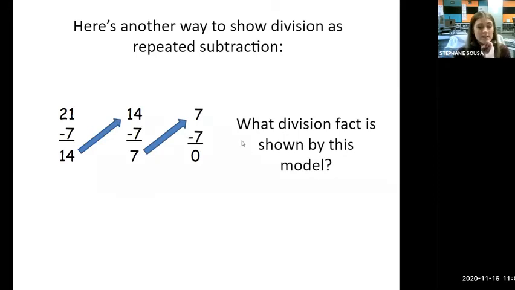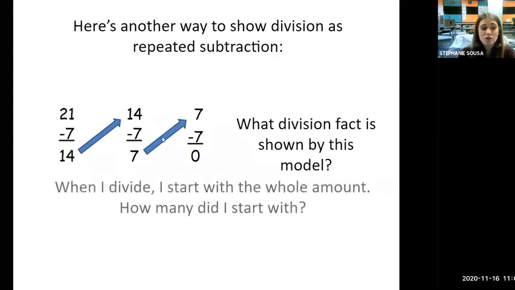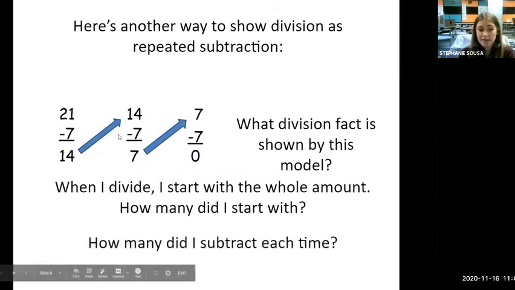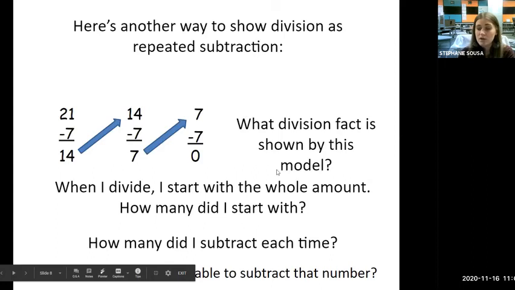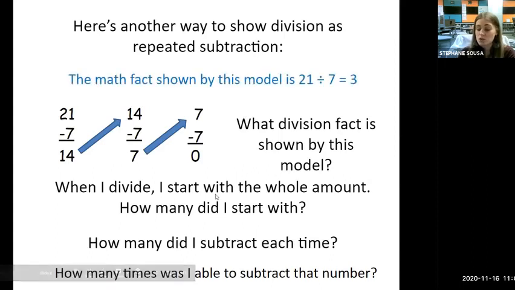So, what division fact is shown by this model? We started with 21. We subtracted 7, which means we are dividing by groups of 7. So I start with the whole amount, 21. I subtracted 7. How many times was I able to subtract it? 1, 2, 3. So this division equation is 21 divided by 7 equals 3.